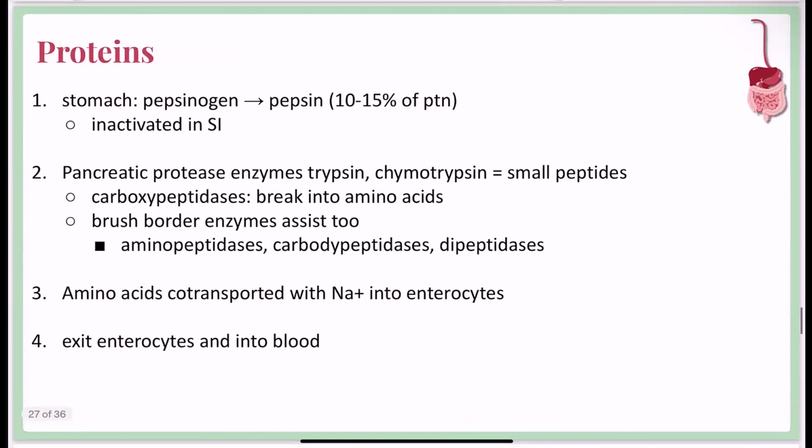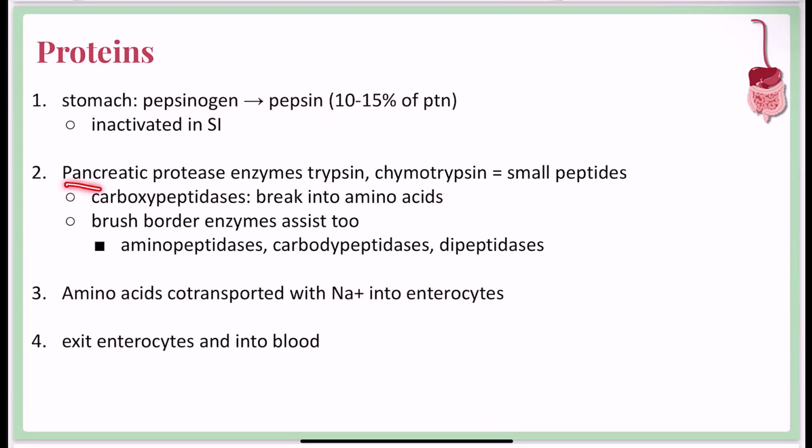Proteins happen in much a similar way, except the stomach is the first thing that we need to talk about first. The stomach has this enzyme, or this protein, pepsinogen, which becomes pepsin, and that digests about 10 to 15% of our proteins. But pepsin only works in acidic environments. So when we get to the small intestine, it's really basic in there, so pepsin does not work in the small intestine.